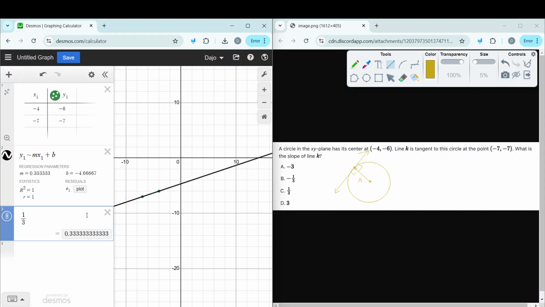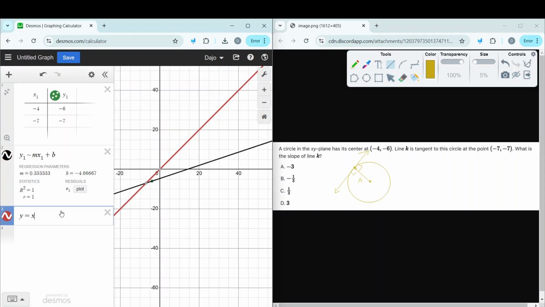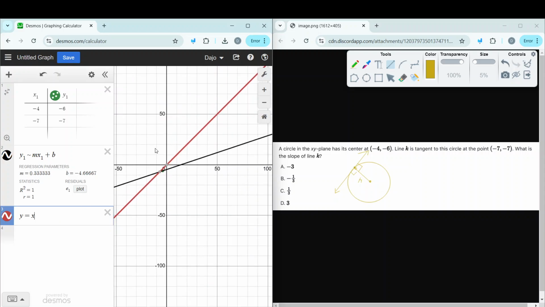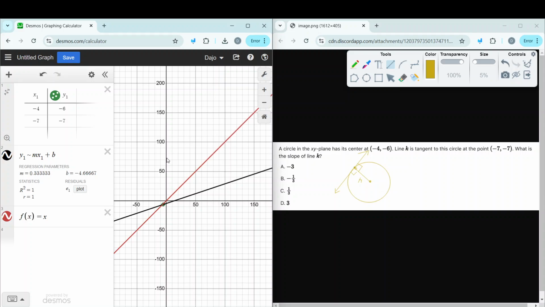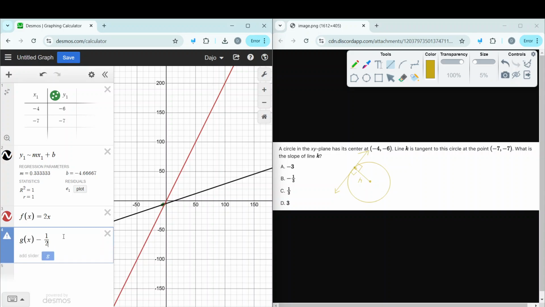But we're not looking for the slope of the radius, we're looking for the slope of the tangent line, aka line K, right? Because we know they're perpendicular lines, we can use the property of perpendicular lines to find the slope of line K. Let me graph it instead. Say you had f(x) = x, and you want to find the perpendicular line of f(x). You would take the opposite reciprocal. Let's make this 2x. So the opposite reciprocal would be -1/2 x.